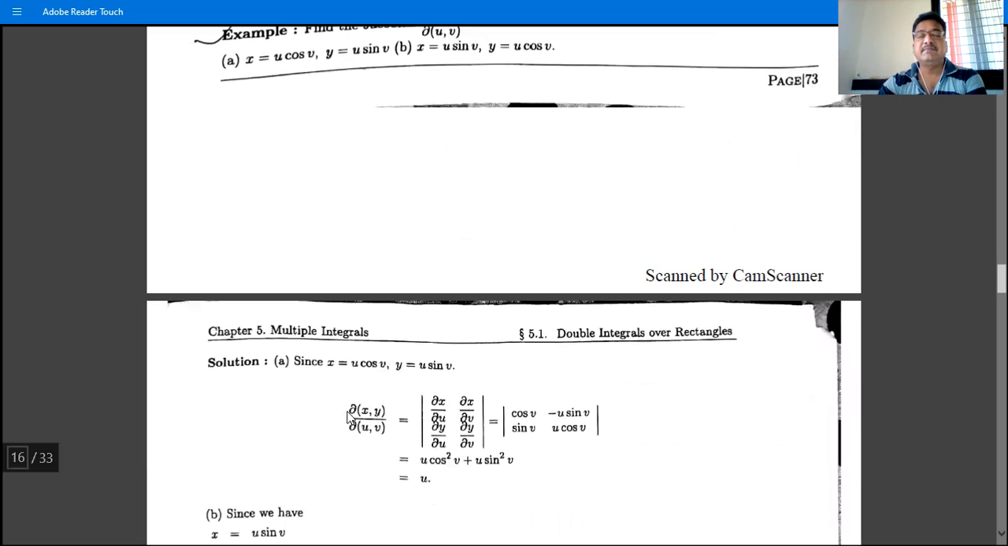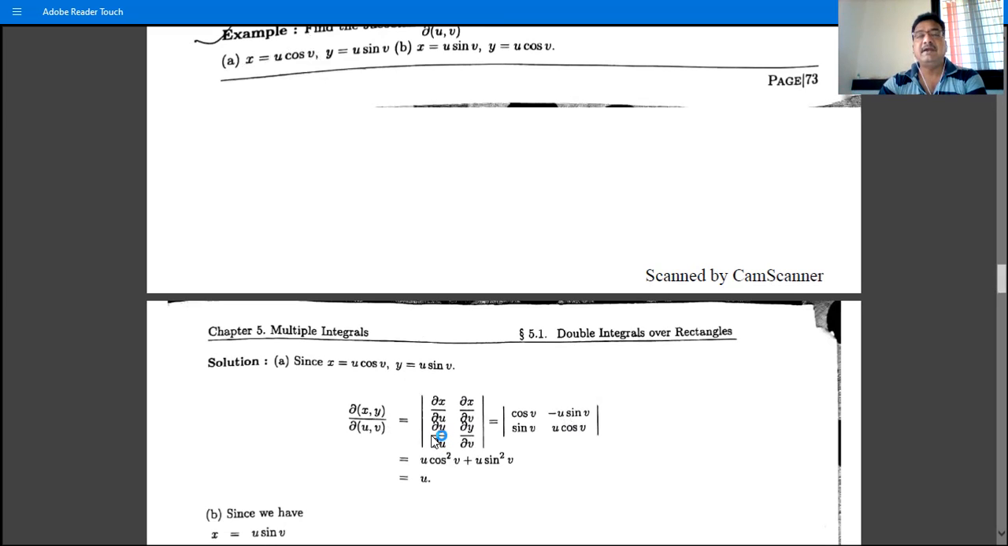So the Jacobian ∂(x,y)/∂(u,v) is what? ∂x/∂u and ∂x/∂v is the first row, and ∂y/∂u, ∂y/∂v is the second row. The derivative of x with respect to u is cos v, and ∂x/∂v is minus u sin v.